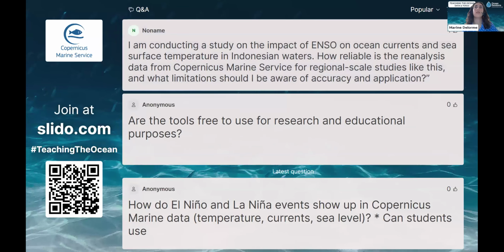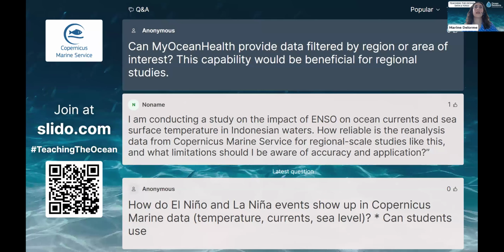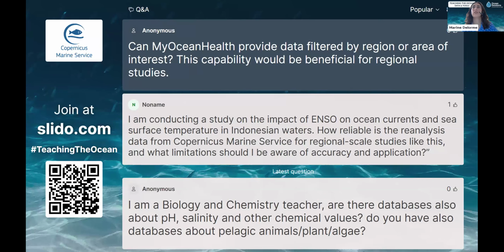Perfect. Thank you. Next question is, can My Ocean Health provide data filtered by region or area of interest? This capability would be beneficial for regional studies. In the current version, this feature, the regional selection, doesn't exist yet, but it is something that we are working on adding in the future, definitely. The different regions of the globe, different ocean basins, are definitely of interest. And we know that it is very interesting to focus on each basin. So it's definitely something we are working on adding in the future.